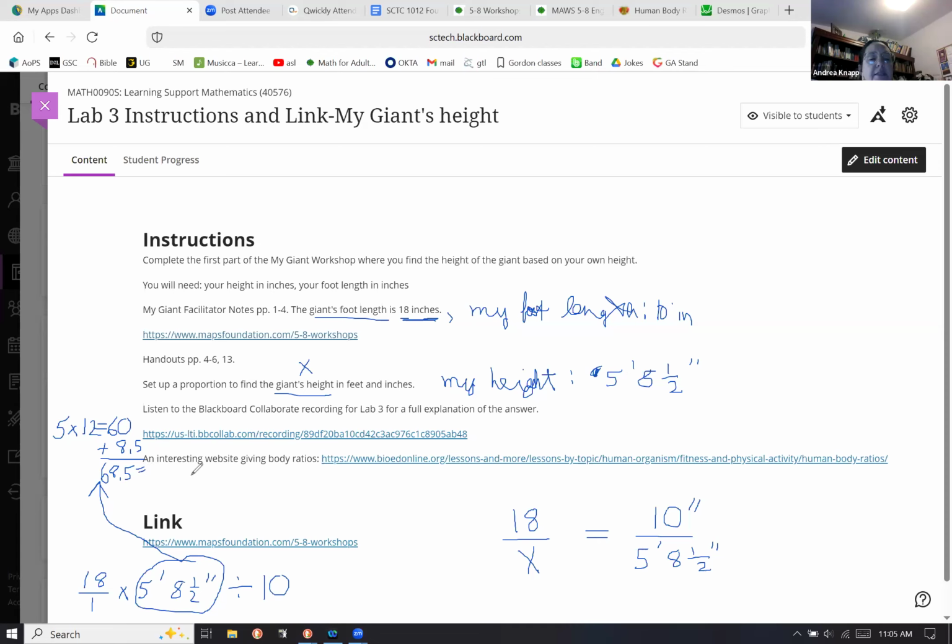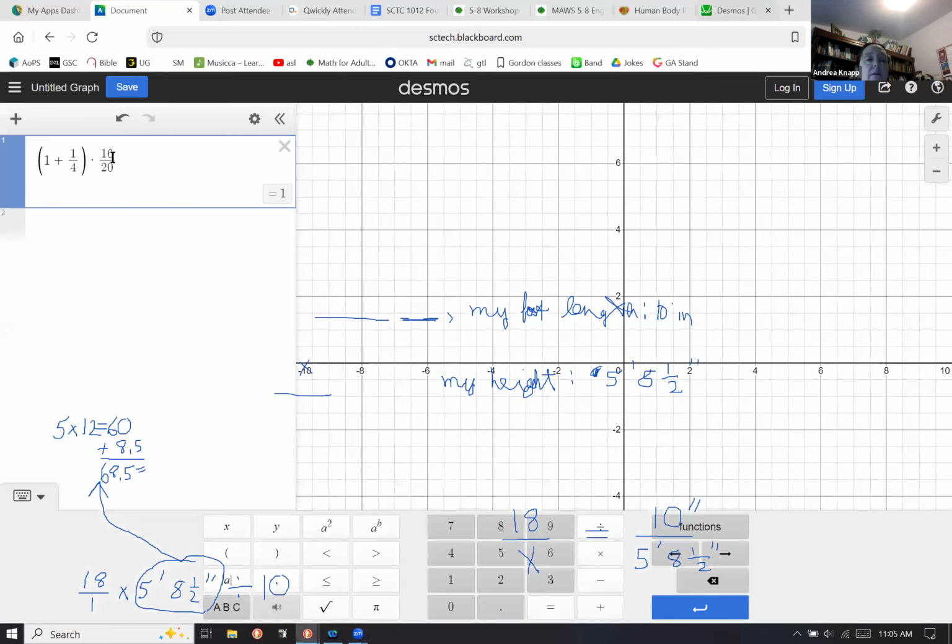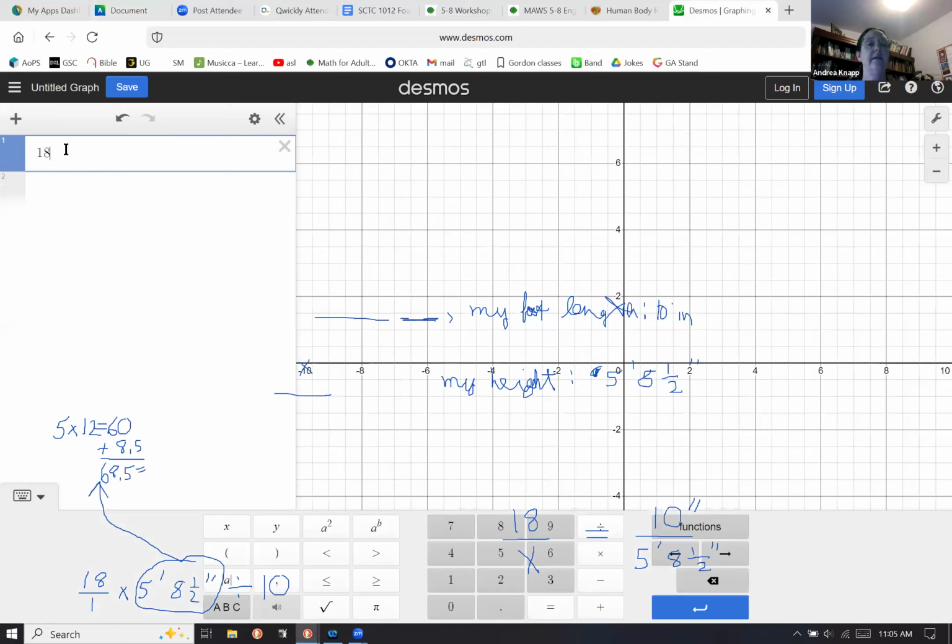2 little slash marks means inches. So now we can come back to this computation. We'll do 18 times 68.5 divided by 10. We'll just go into the calculator to do that. 18 times 68.5 divided by 10. And I'm getting 123.3.